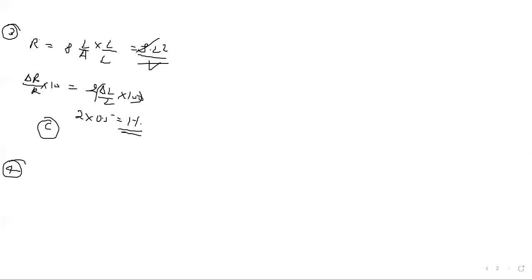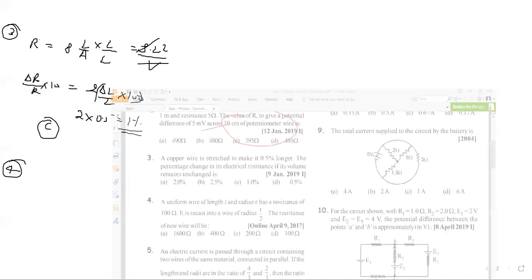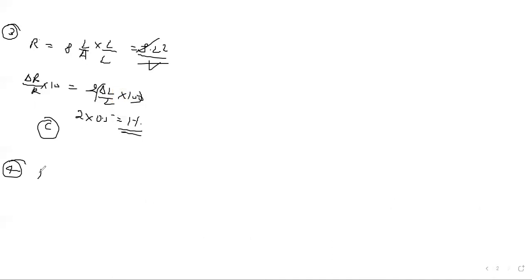Next question is about a uniform wire of length L and radius R that has a resistance of 100 ohm. If it is recast into radius R by 2, what is the new resistance? For this also I have discussed a shortcut with you, or you can write the general formula. So now you know the initial radius and final radius. Again, resistance is rho L by A. Now we know the radius, so you have to remove length. You can multiply by area and divide by area.